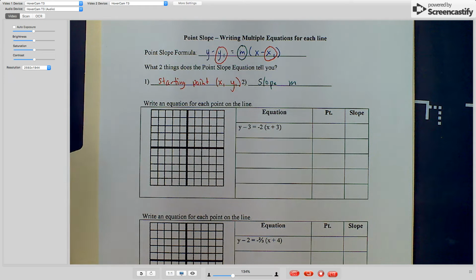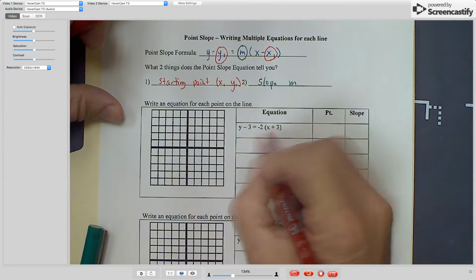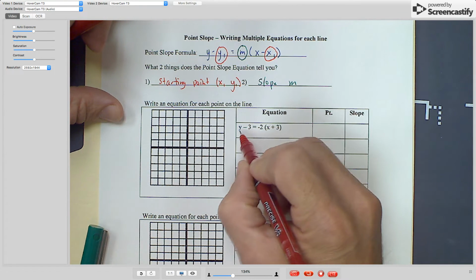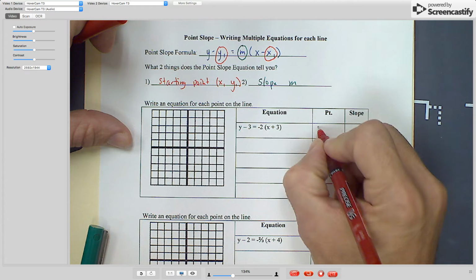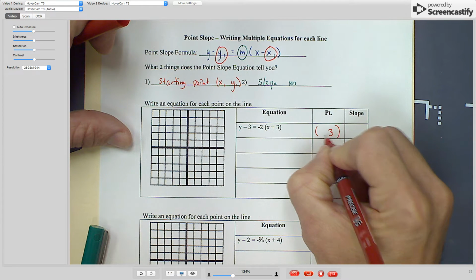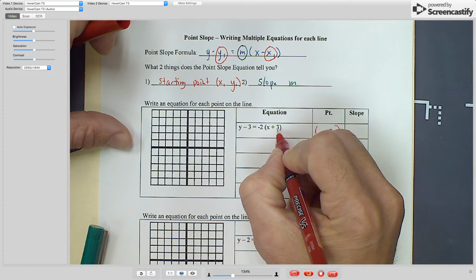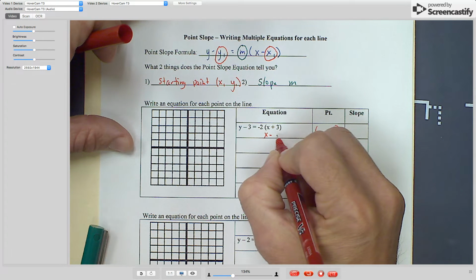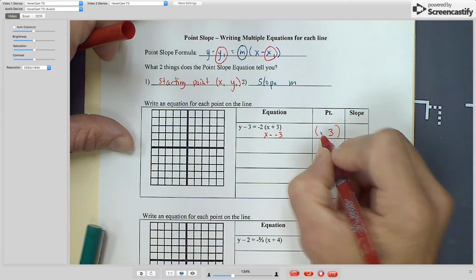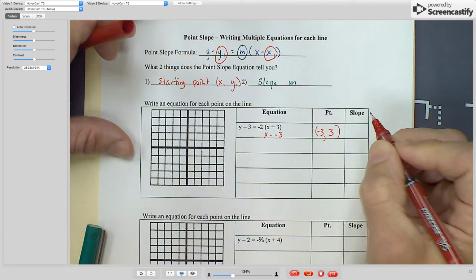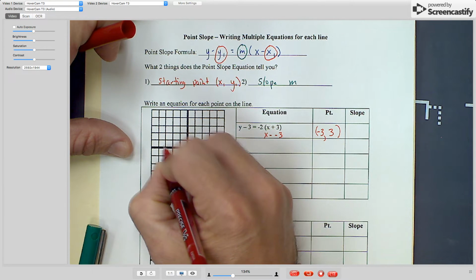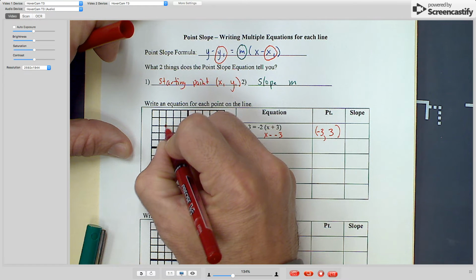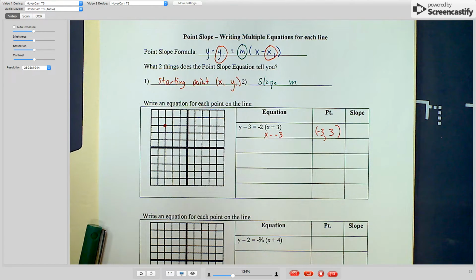It says write an equation for each point on the line. So first things first, we need to identify what the starting point is in this equation. As you remember, y minus 3, so my y value on the point is 3. And then it says x plus 3 over here. We talked earlier about the x minus, so a negative 3 there. So negative 3, positive 3 is my starting point. Negative 3, 1, 2, 3. It's going to be my starting point on this line.